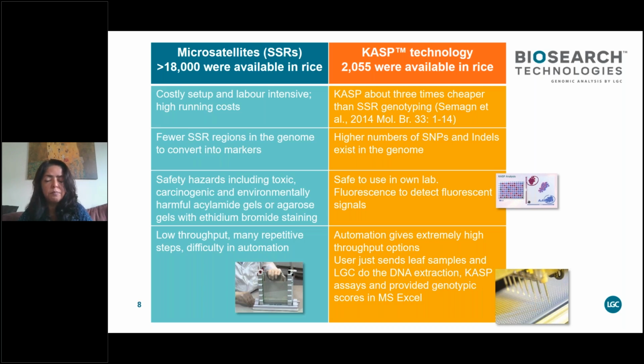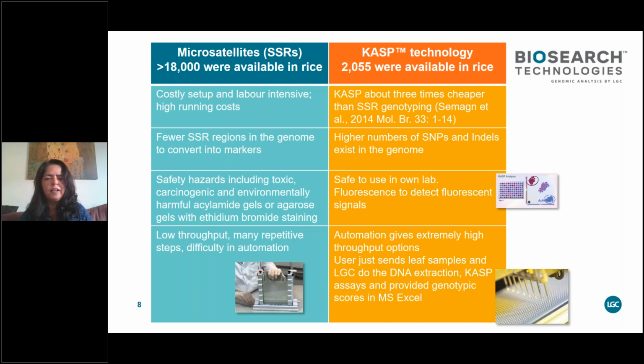For the feasibility project, we actually used the Japonica reference genome in the development. And out of the 2,055 GCP markers, only 1,091 were found to map to the indica reference genome.